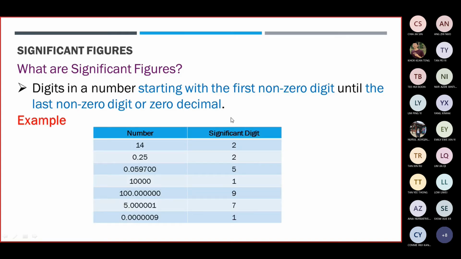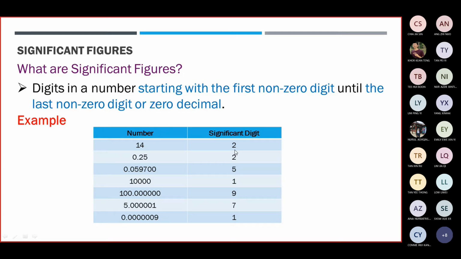They are given the same numbers, the same figures I gave in the previous example. Now take a look. This is 14. As we know, just now we had 0 decimal places, right? 0 decimal places. So for this case, how many significant digits does the number have? There is a 1, 2. So we have 2 significant digits.